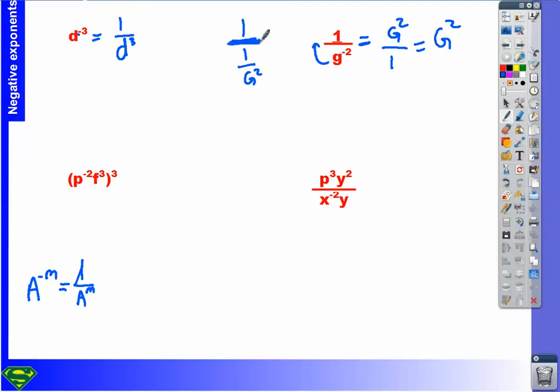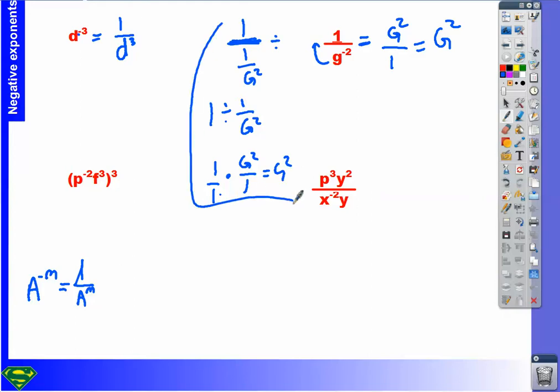If you really want an understanding of why this works out, if we look at this as a division bar, we have 1 divided by 1 over g squared. When you divide by a fraction, you take the reciprocal and multiply. So that's why this works out. You don't have to remember all this. Don't worry about that too much. As long as you remember that the negative exponent is either going to move something up in the fraction, or in this case, it's going to move down in the fraction. Negative exponents don't make negative numbers, they make fractions.